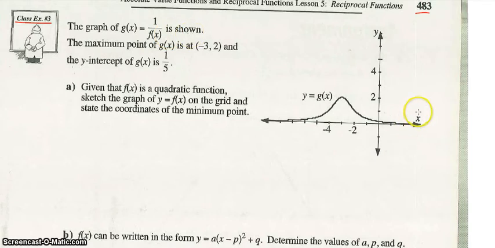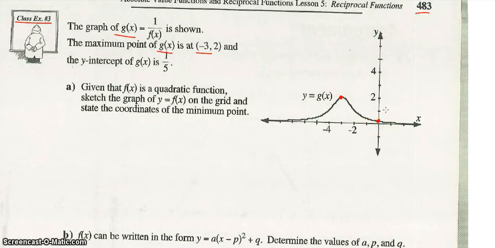The graph of g of x equal to the reciprocal of f of x is shown. What you see here is not the original graph, but the reciprocal graph. It's the g of x, not the f of x. The maximum point of g of x is (-3, 2). So here is (-3, 2). What does that tell me? The y-intercept is 1/5.